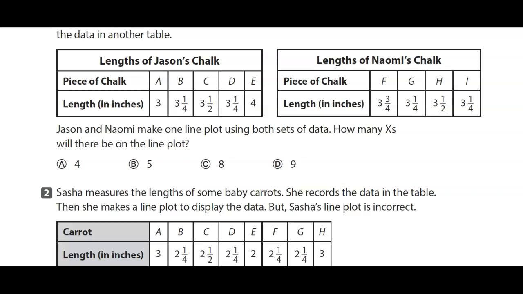Jack? 9. How do you know? Because there's 5 over there and 4 over there. 1, 2, 3, 4, 5. 5 X's for Jason's chalk, and then 1, 2, 3, 4, 5, I mean 4, 4 for Naomi. So you're right. 9.